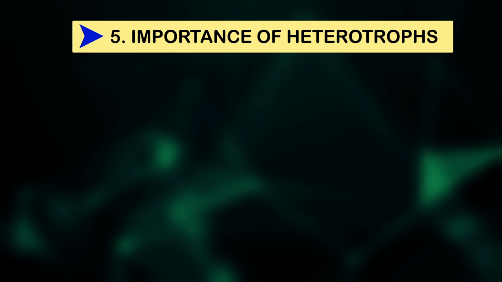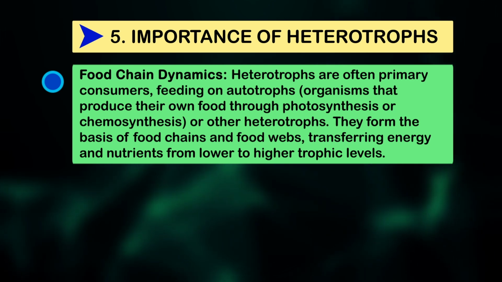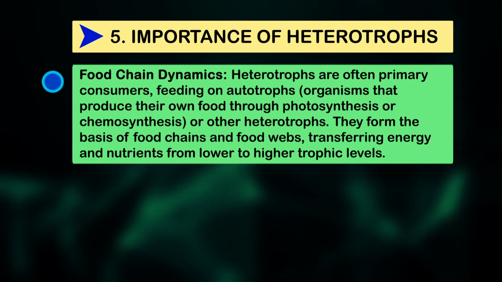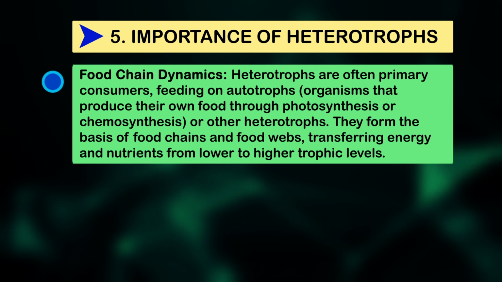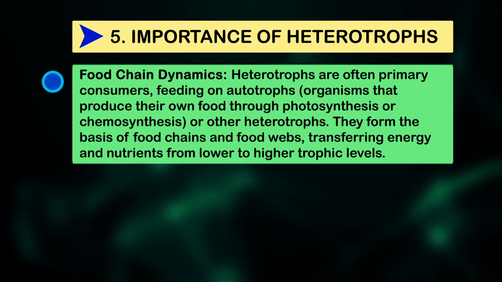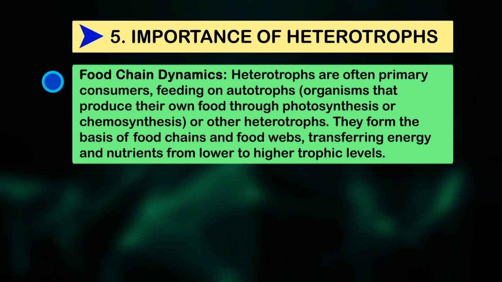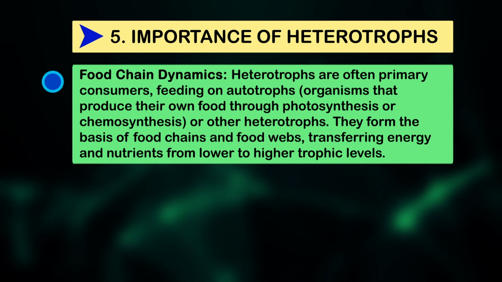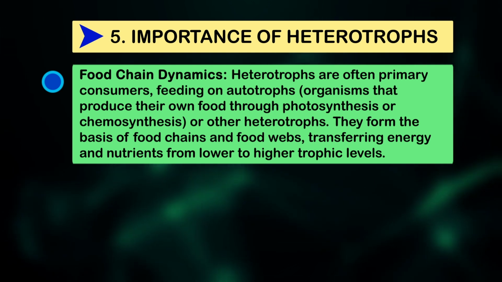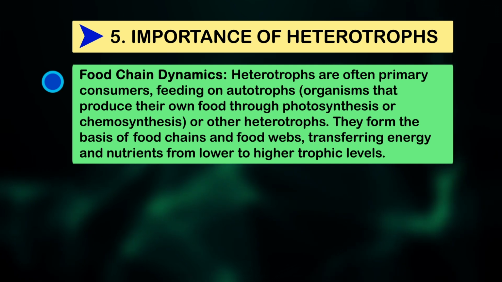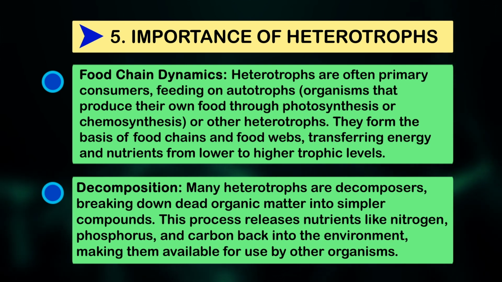Now, let us look into the importance of heterotrophs. First is food chain dynamics. As we have discussed in the first slide, heterotrophs are often known as the primary consumers, feeding on autotrophs through various processes. We already know that autotrophs are what? They are organisms that produce their own food through photosynthesis or chemosynthesis. Heterotrophs basically form the basis of food chains and food webs, transferring energy and nutrients from lower to higher trophic levels.